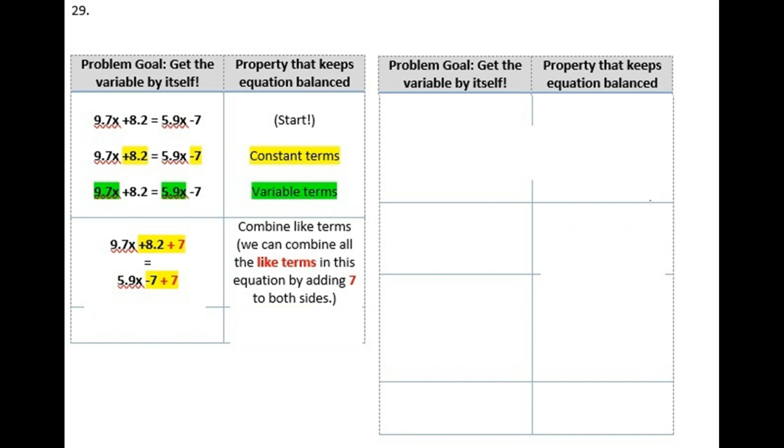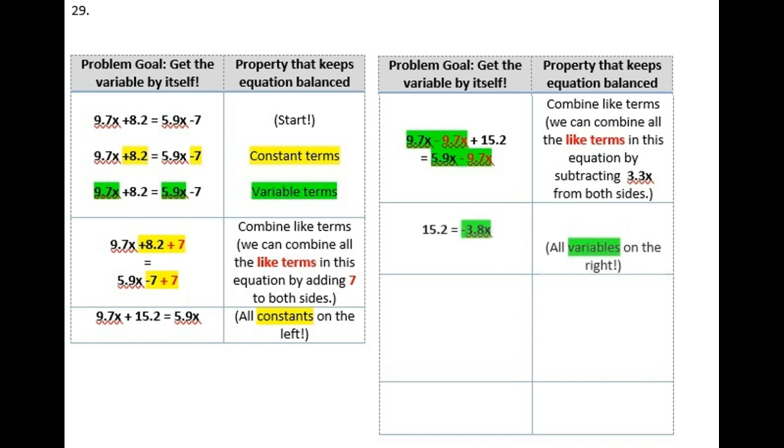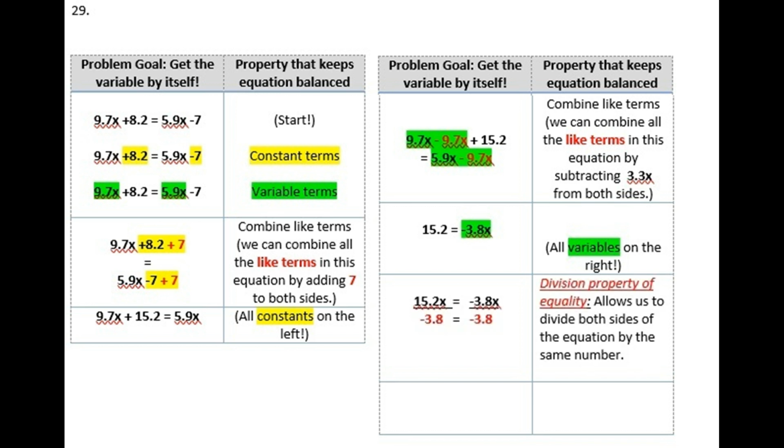We are going to move that 7 to the left-hand side by adding 7 to the right-hand side. That's a zero pair. Negative 7 and 7 cancel out. So now we have 9.7x plus 15.2 equals 5.9x. Now, subtracting 9.7x will put that variable on the other side. All right, so our constants are on the left. Our variables are on the right. 15.2 equals negative 3.8x. Divide by negative 3.8. Watch your signs. X is negative 4.